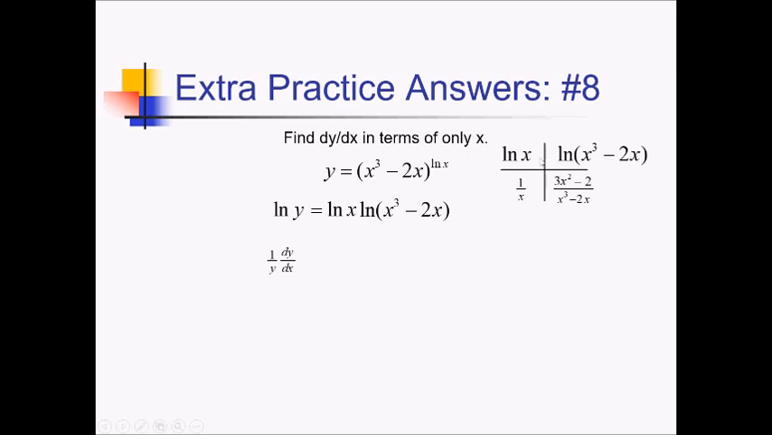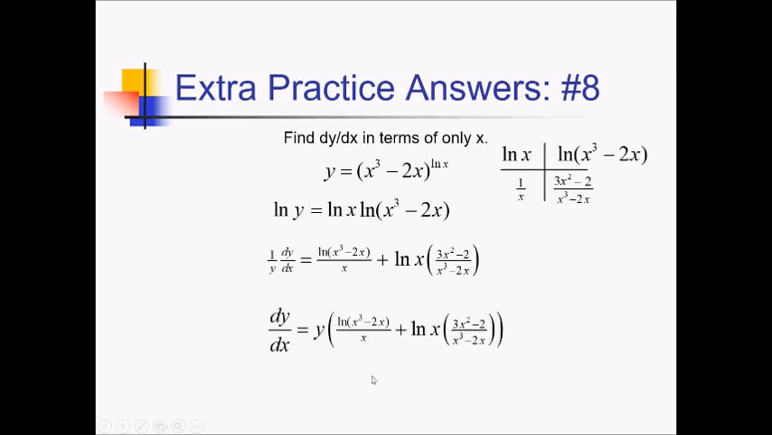And now multiplying it out, I can write this as ln of x cubed minus 2x over x, if I just combine that into one fraction. And then plus, we're going to have this big fraction times an ln of x. At this point, I just have to get dy over dx by itself. So to do that, I'm going to multiply both sides by y, putting everything on the right side in a big old parentheses.